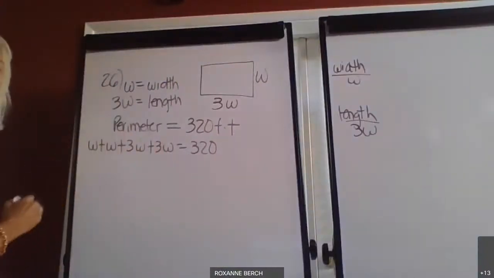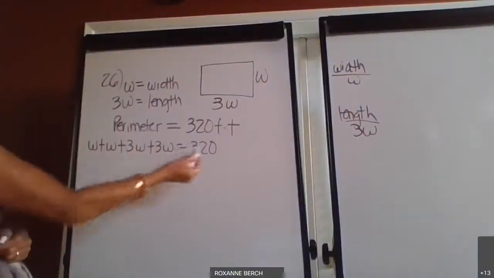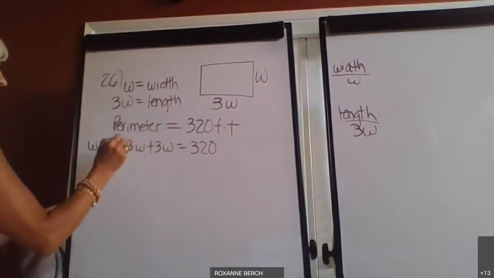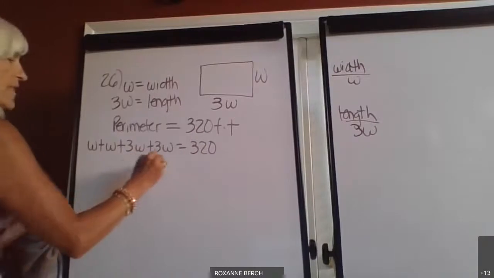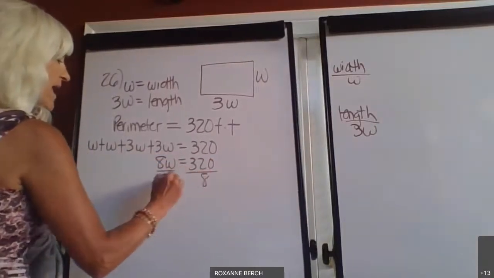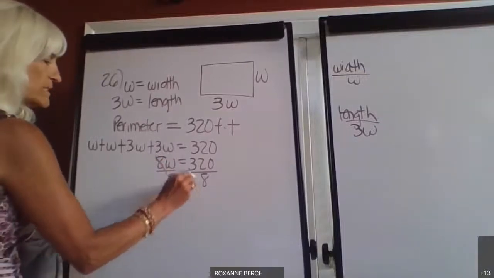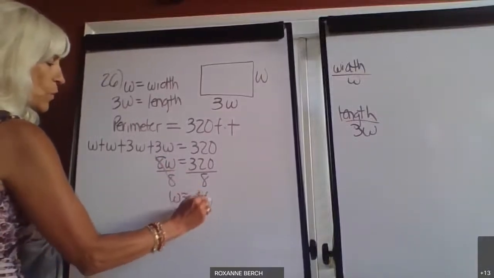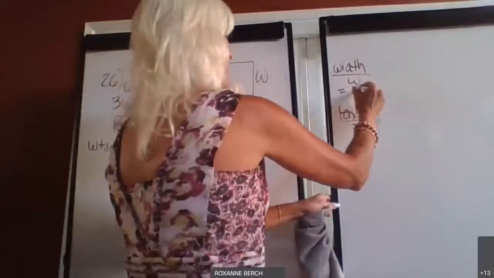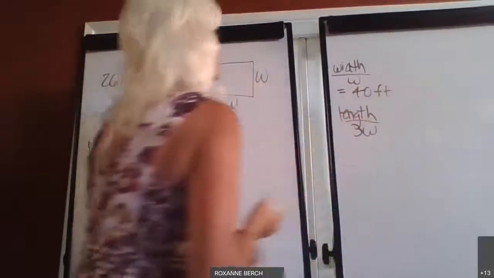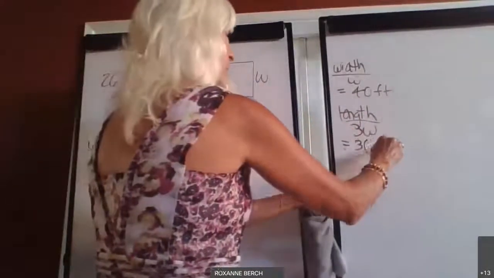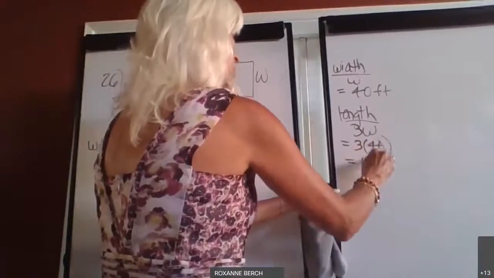So we're going to solve the equation now. The perimeter is 320. What's 3 plus 3 plus 1 plus 1? That would be 8W. Now we divide by 8. W is equal to 320 divided by 8, which is 40. So the width is 40 feet, and the length is 3 times 40, which is 120 feet.